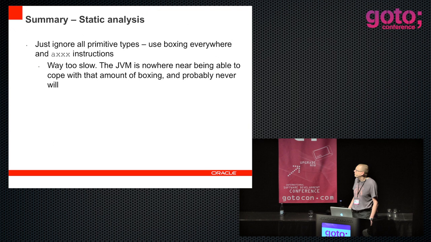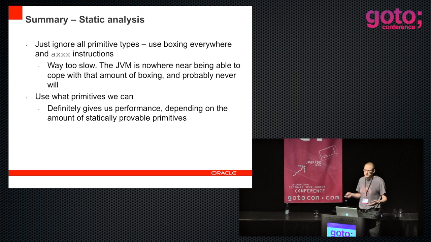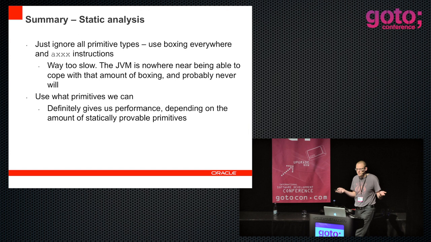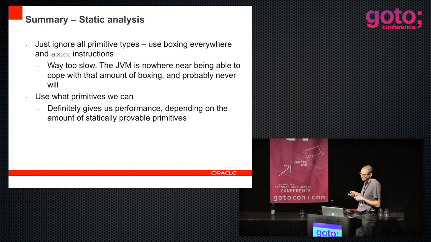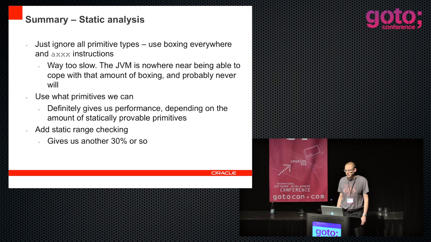What can we do with static analysis? Well, as I said, we can use the primitives that we have. That definitely gives us performance better than objects anyway, depending on the amount of statically provable primitives, which usually is quite low. We can add some range checking. In this case, I showed you that gave another 30% or so, but it wasn't world-beating.